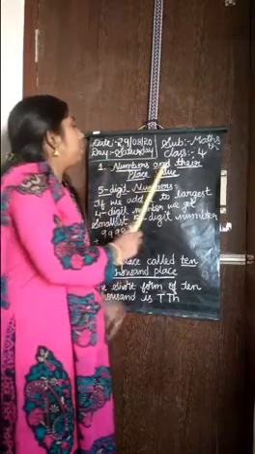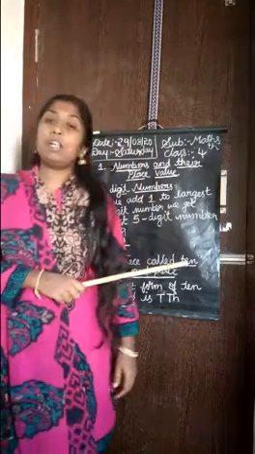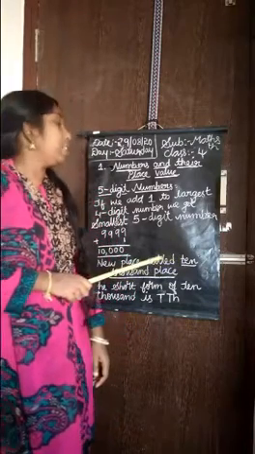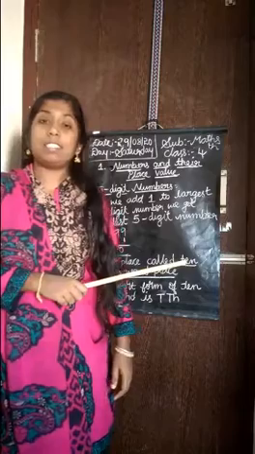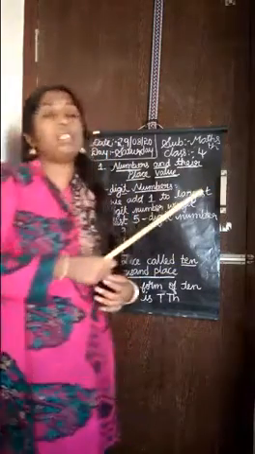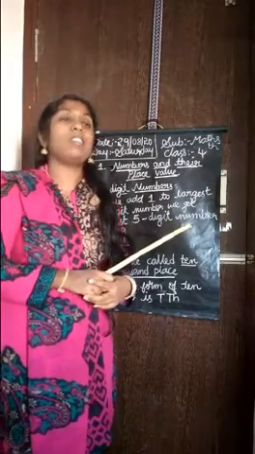First lesson, numbers and their place value. In the previous classes, you learned digits up to 4 digits. In this class, we are discussing 5-digit numbers. Before starting 5-digit numbers, let me ask some questions.